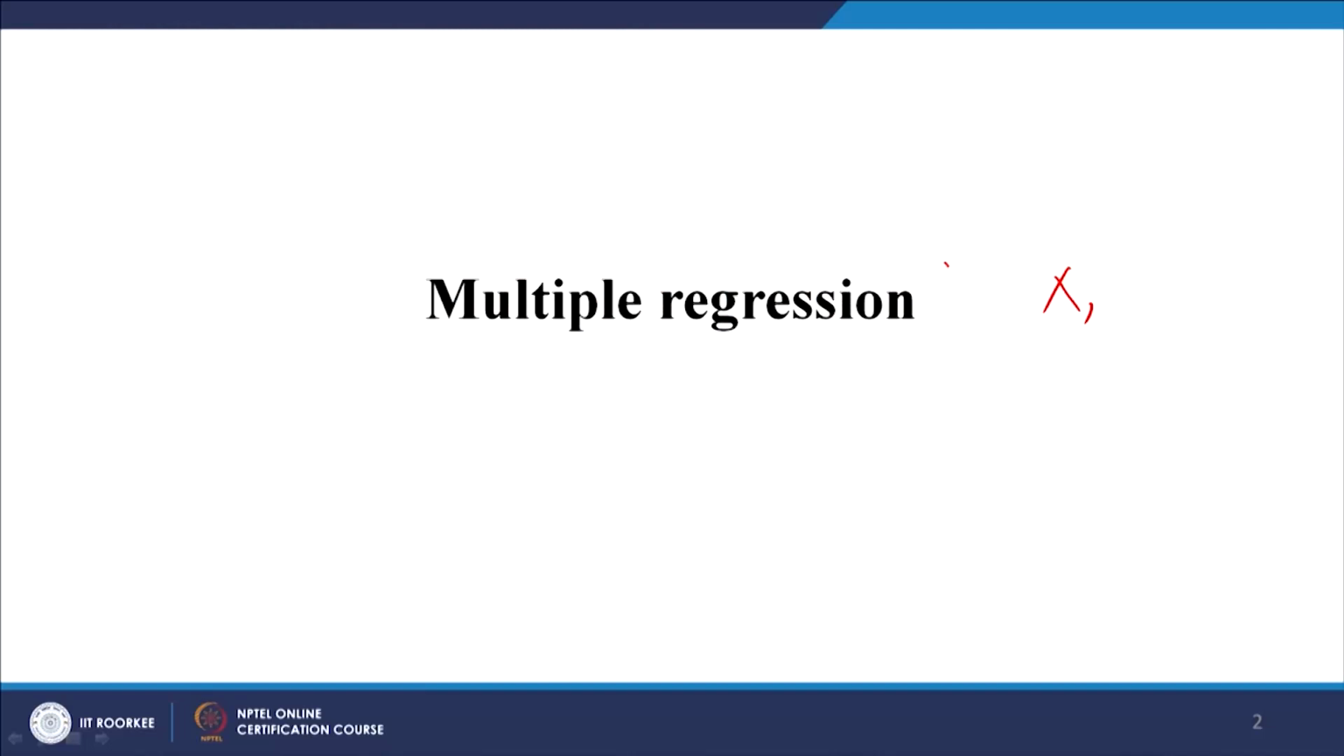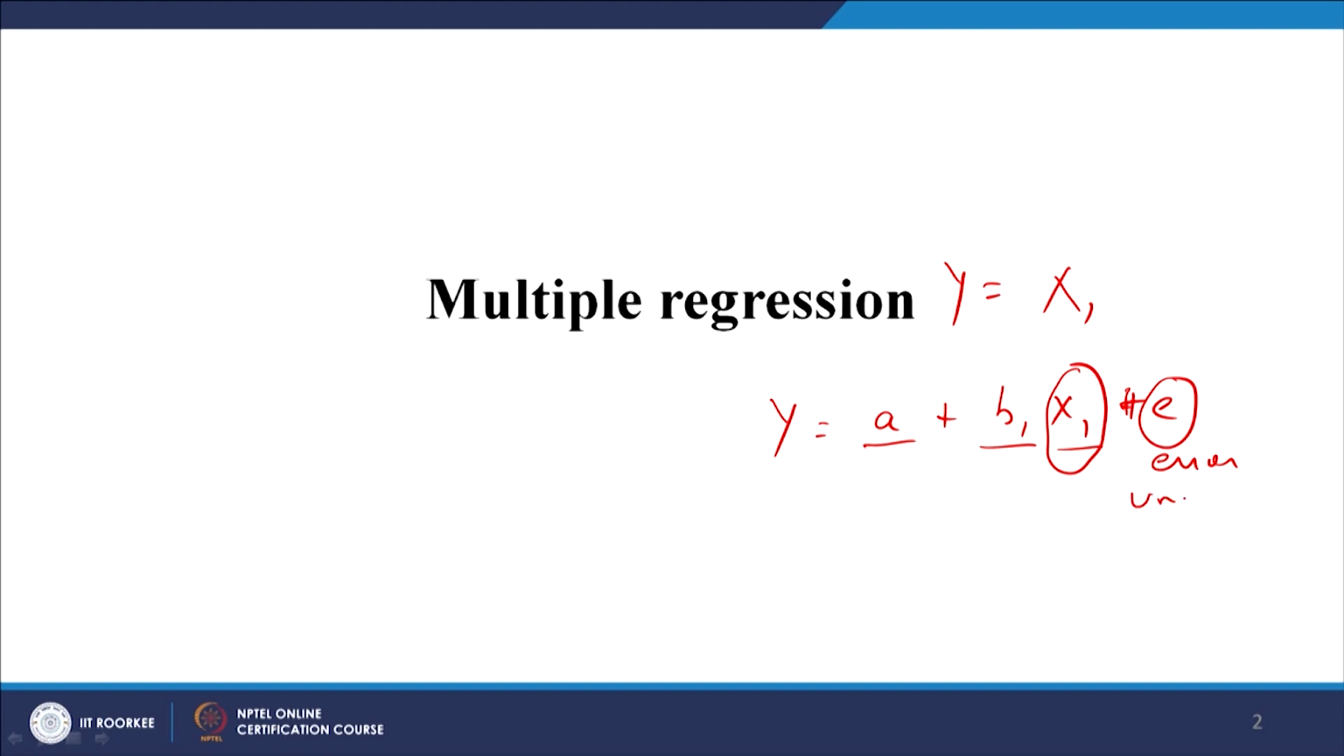Today we will be moving further and understanding a higher form of regression, which is called multiple regression. In simple regression we only had one variable, x1, which was affecting y, right. So, we said y is equal to a plus b1 x1 plus e, that was the basic equation. Here a was our intercept, b1 was the slope, x1 was the only independent variable, and e is my error, or the unexplained variance.